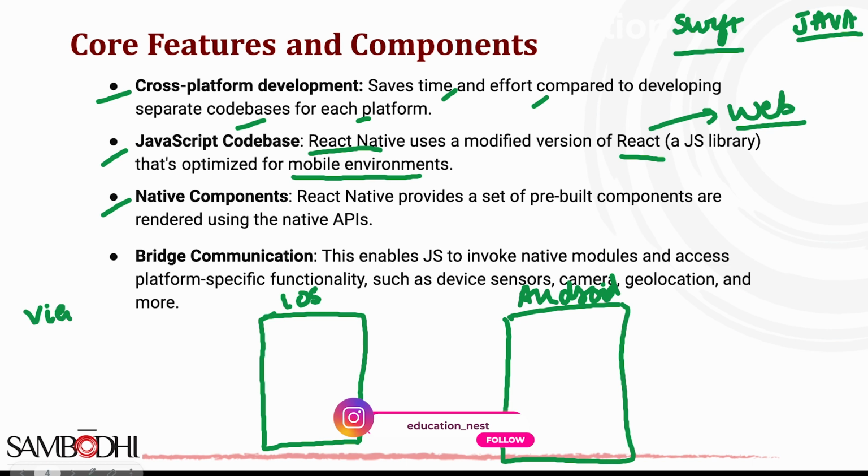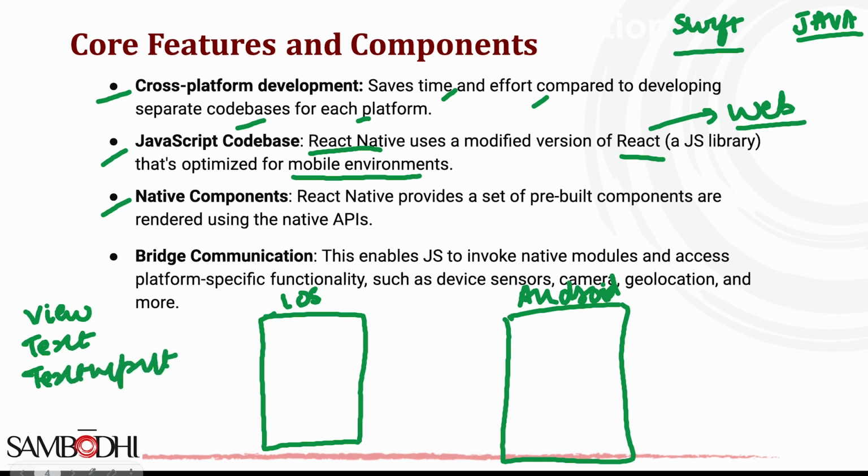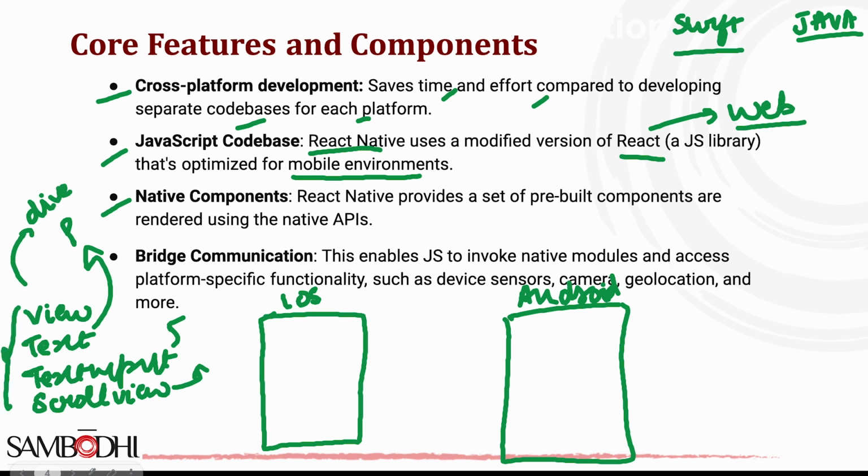These are View, Text, TextInput, and ScrollView. If we compare these components with HTML, View is just a division, Text is a paragraph tag, TextInput is the input tag, and ScrollView is just a scrollable division. So these are some core components available to us from React Native.